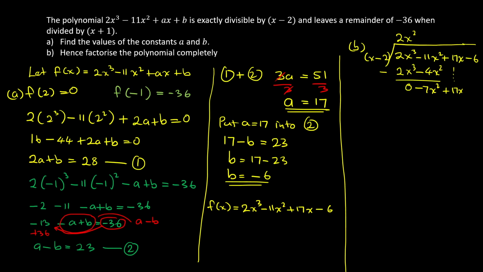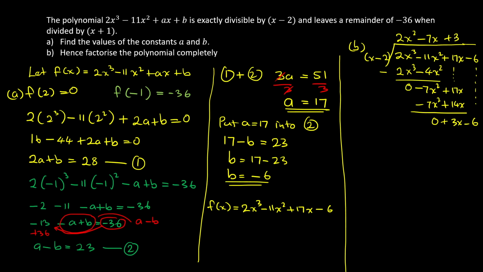Minus 7x squared divided by x, then we get minus 7x. Now minus 7x times x is minus 7x squared, and then minus 7 times minus 2 becomes plus 14x. And then we subtract again, becomes 0. 17 minus 14 becomes 3x. And then again, this 6, we drop down here, minus 6. And this is the last step in the long division. Then 3x divided by x is 3.